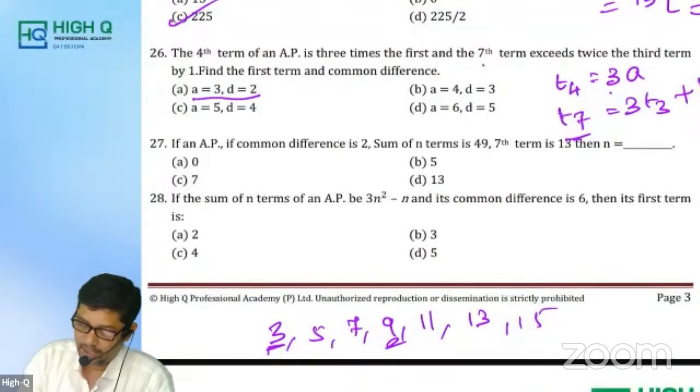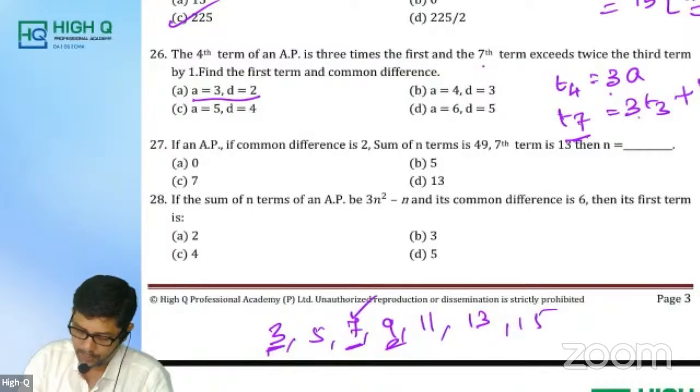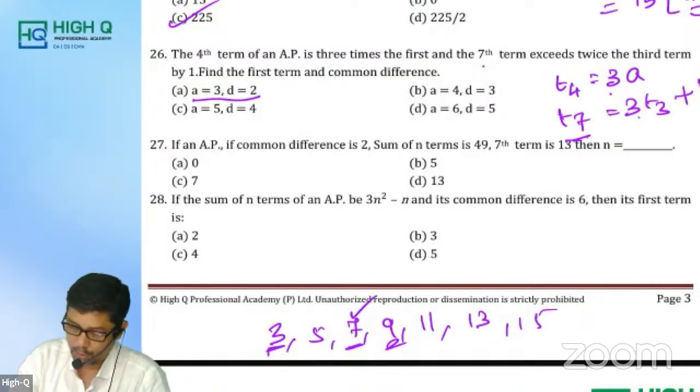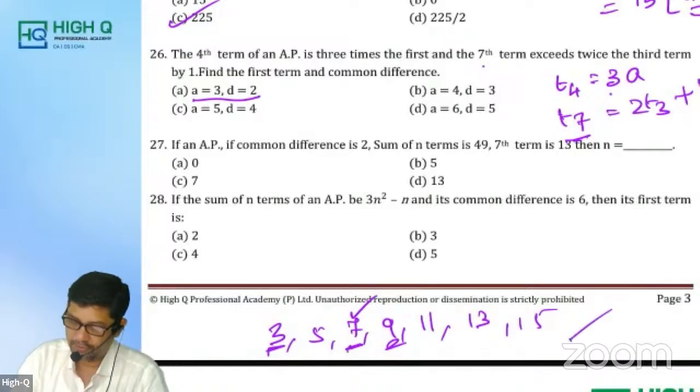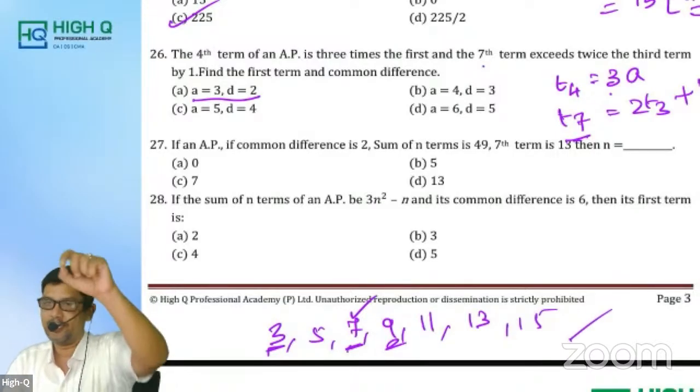Second condition. T7 equals 3 times the third term. What is 3 times the third term? 21. Am I right, my dear? 3 times the third term plus 1. Oh, twice. Thrice I put it. Sorry. Twice. So 2 sevens are 14 plus 1 is 15. Satisfied? But remember, this is one way.